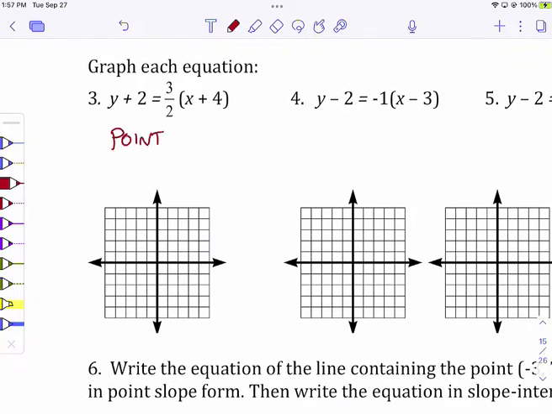So the best way to do this is to not multiply anything. Don't distribute. Don't get y alone. Just write the point. The x goes by the x. The y goes by the y. Or the x is next to the x, and the y is next to the y in the point. Write the slope. The slope is just a fraction.